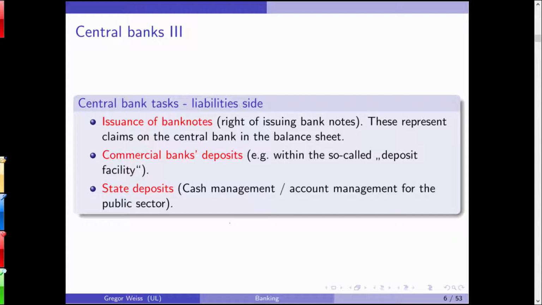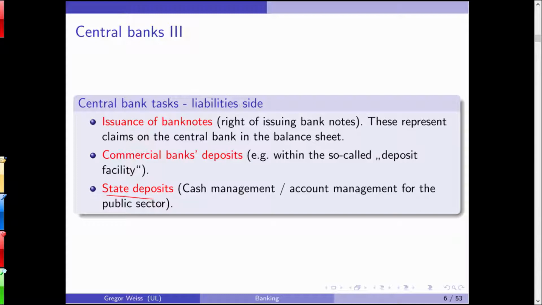You also have commercial bank deposits. Usually you as a private household cannot deposit money with a central bank, but commercial banks can. If commercial banks have too much liquidity, they can put this excess liquidity on the balance sheet of the central bank, and in normal times, commercial banks will get a very small interest rate on their central bank deposits. And the central bank also has the state deposits. So the central bank usually also runs the accounts for all government agencies and the public sector.